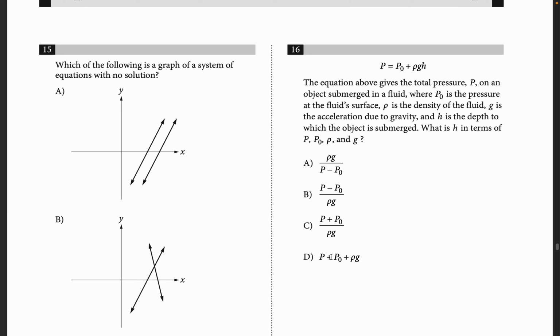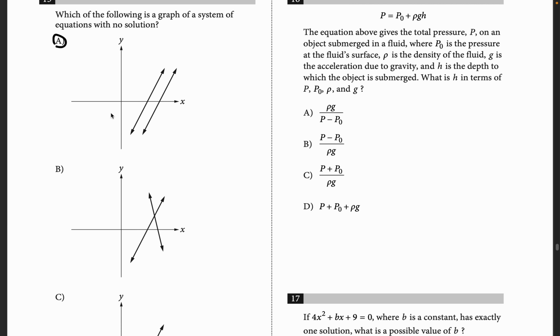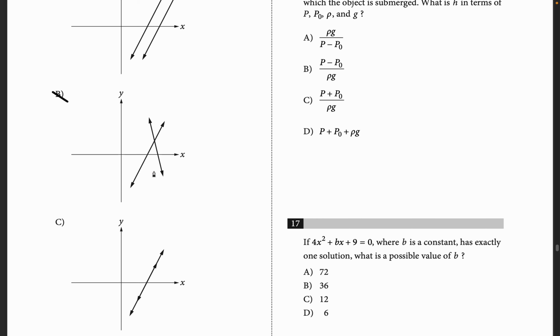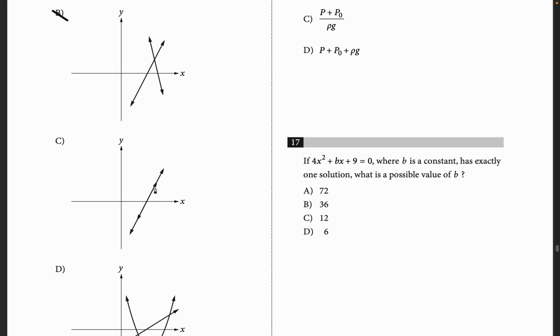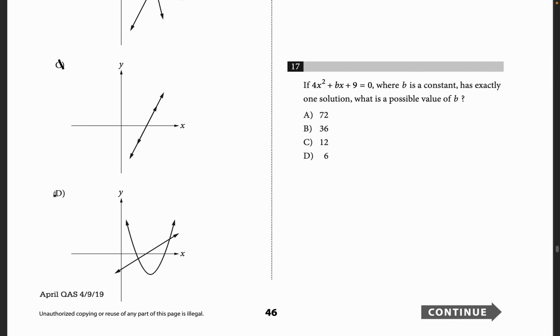Which of the following is a graph of a system of equations that have no solution? Okay, no solution means the slopes are parallel. This means choice A. These are intersecting. Opposite reciprocals, yeah. Perpendicular. I forgot the name of this type of graph, but that means every point they intersect. That's what that graph means. And then this one, yeah, they intersect.